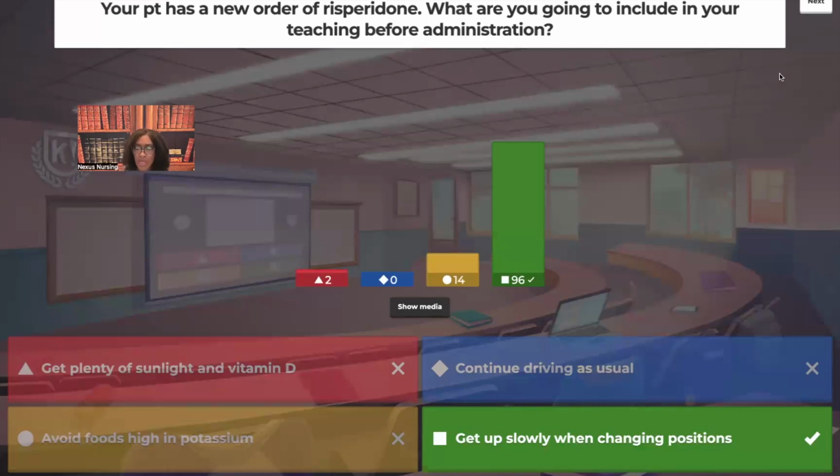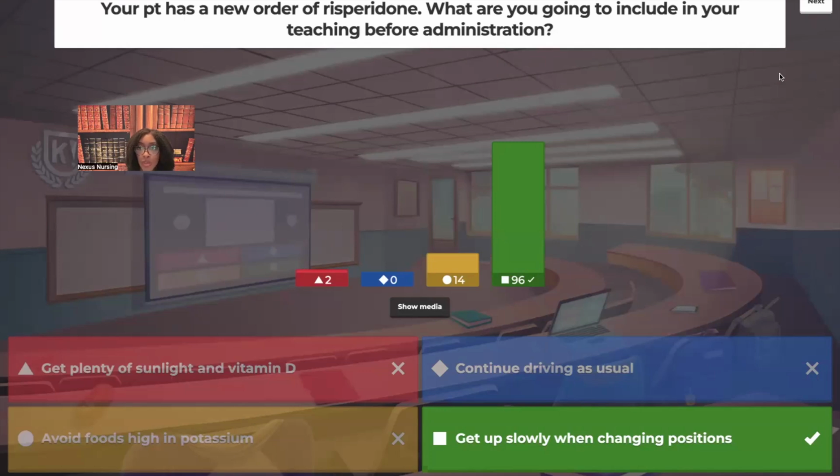You're going to make sure that bed's in the lowest position. You're going to make sure these safety measures are in place. You're going to teach the patient to make sure they get up slowly when they change position because we are concerned about orthostatic hypotension. We're concerned about safety. The first option, get plenty of sunlight and vitamin D. Risperidone can cause photosensitivity, so that's not the answer.